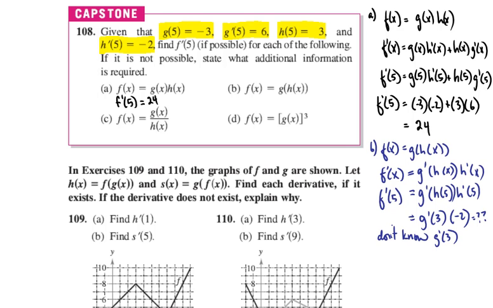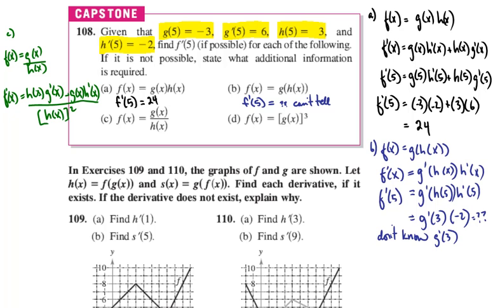Next we'll look at C, f of x is g of x over h of x. So this is going to involve the quotient rule, and the derivative f prime of x will be low d high, or h of x g prime of x, minus high d low, or g of x h prime of x, all over h of x quantity squared. To find f prime of 5, we're going to substitute 5 for x. So we need h of 5 times g prime of 5 minus g of 5 times h prime of 5, all over h of 5 squared.